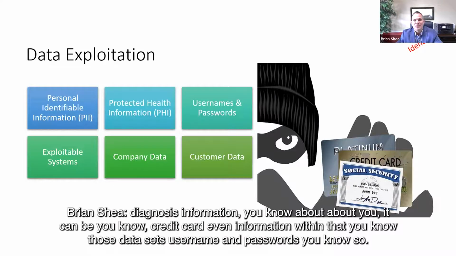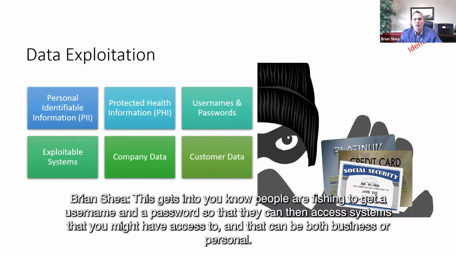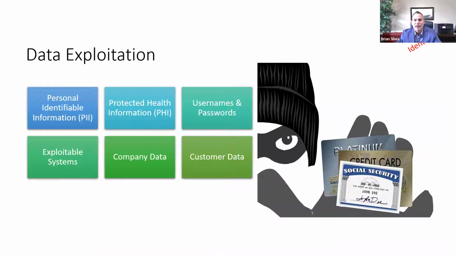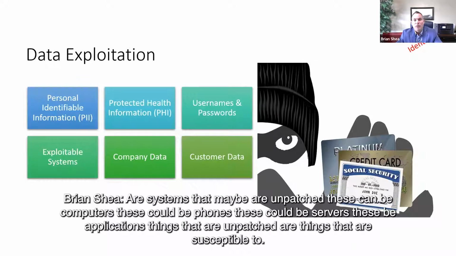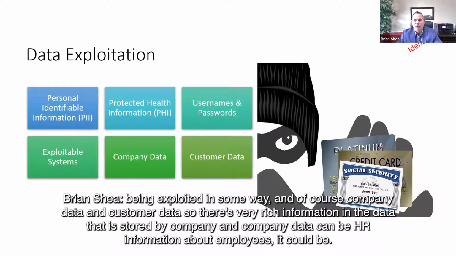Usernames and passwords. People are phishing to get a username and a password so that they can then access systems that you might have access to, both business and personal. Exploitable systems are systems that maybe are unpatched. These can be computers, phones, servers, or applications. Things that are unpatched are susceptible to being exploited in some way.